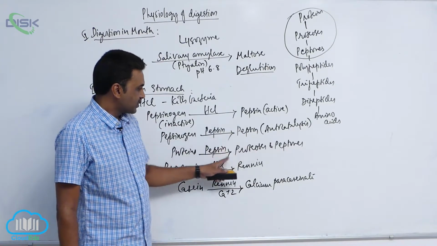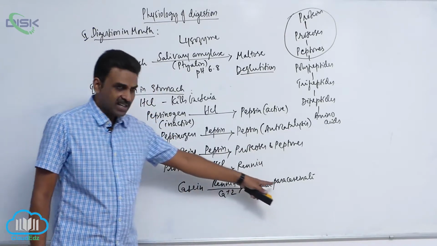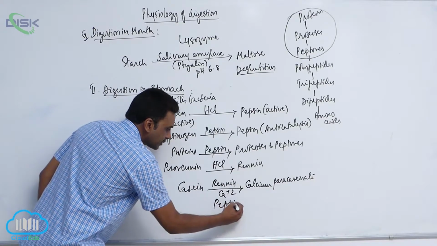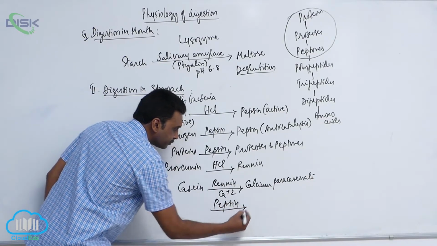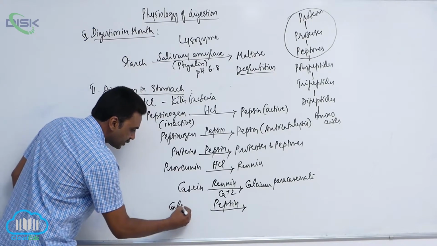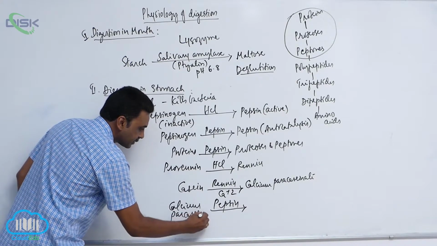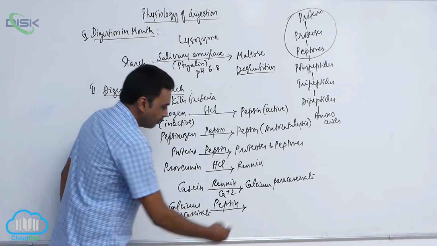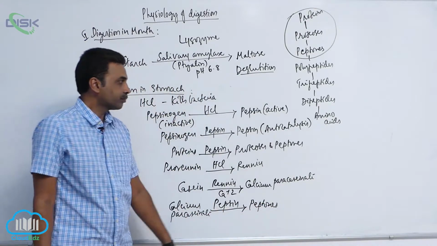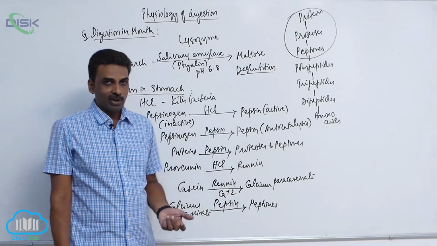Now the same pepsin comes and acts on this. So that means it is still a protein. Pepsin comes and acts on calcium paracaseinate to form peptones. So this is what is happening inside the stomach.